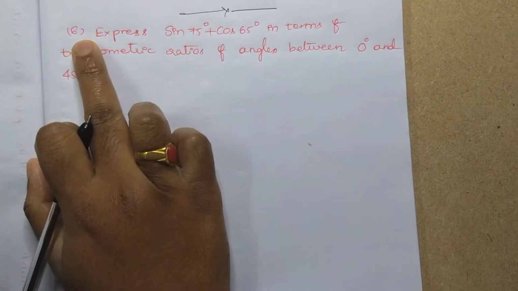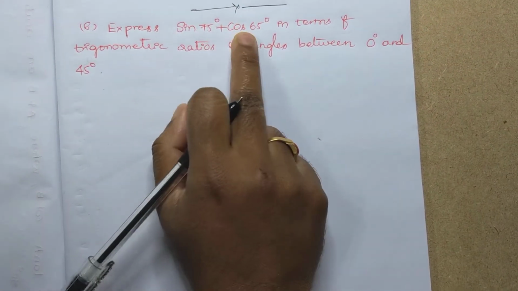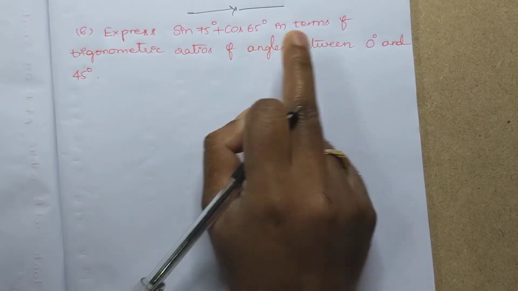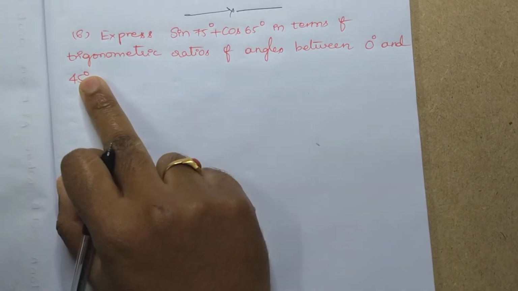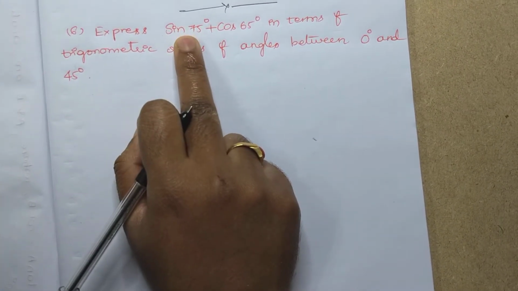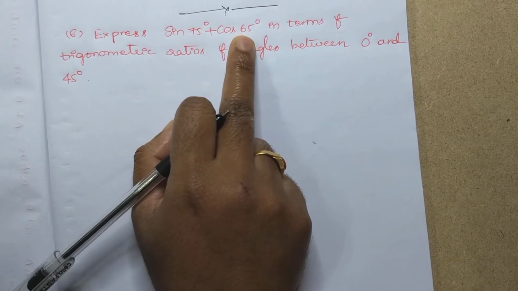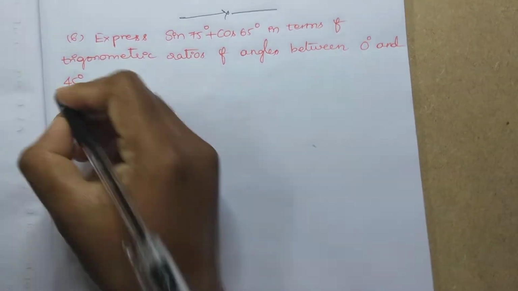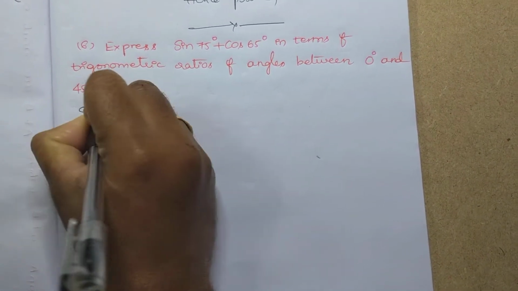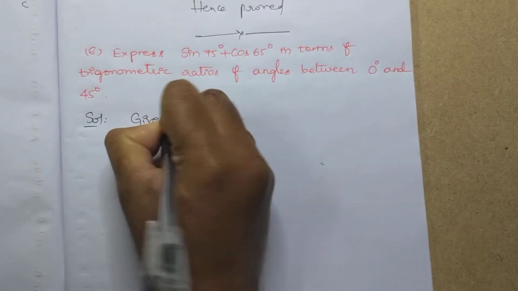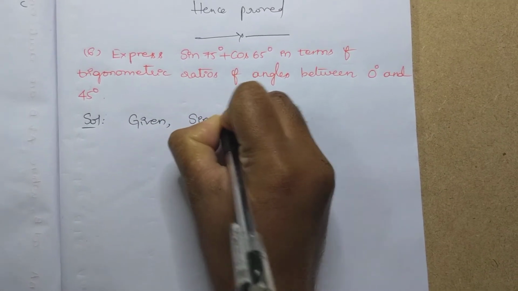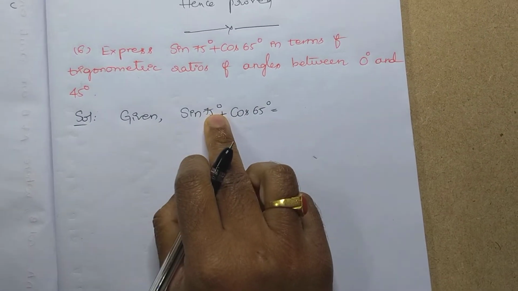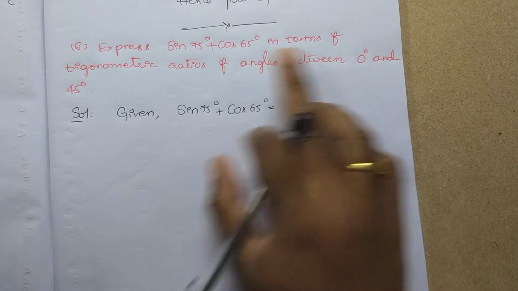See here, this is question number 6. Express sin 75 plus cos 65 in terms of trigonometric ratios of angles between 0 and 45. When you see here, angles are more than 45. This is 75 and 65. They asked us to convert it to between 0 and 45. So how to convert that? Let's write here what was given. Given sin 75 plus cos 65. This we have to convert in terms of angles between 0 and 45.